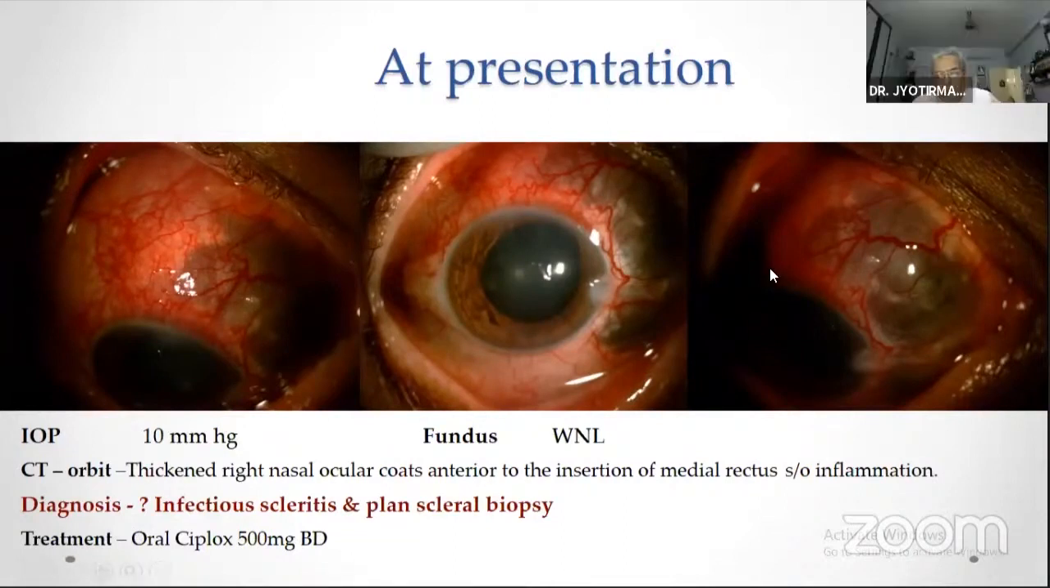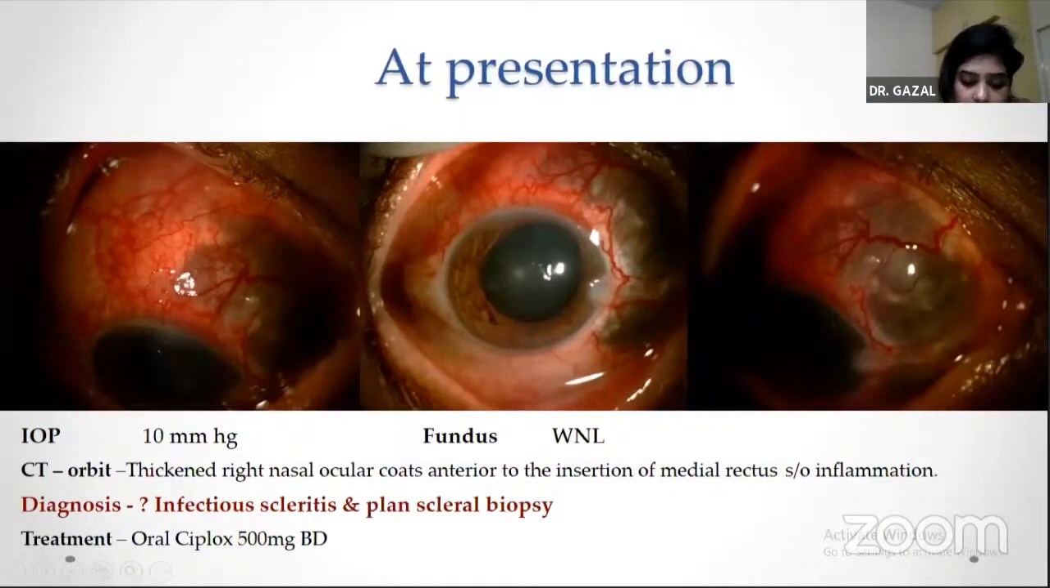There is congestion of superficial and deep episcleral vessels. Cornea is clear, anterior chamber was quiet. To note here is the appearance of the pupil being directed, eccentric and peaked towards the thinned out portion of the sclera. Intraocular pressure and fundus were within normal limits.